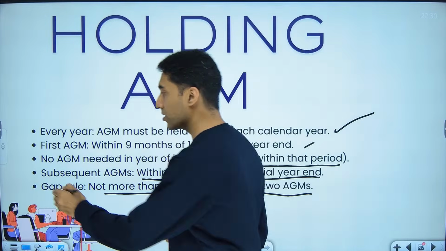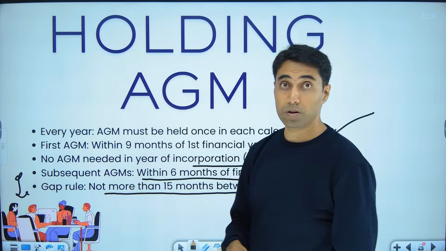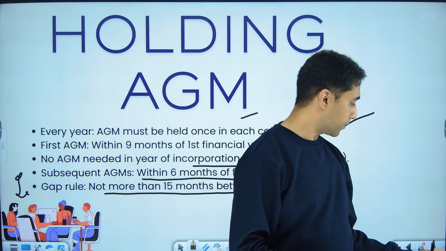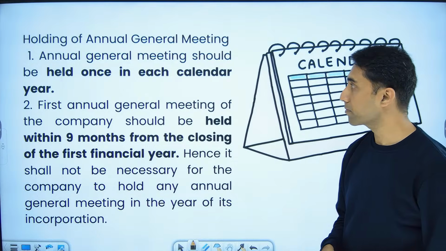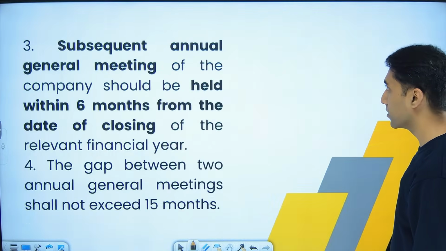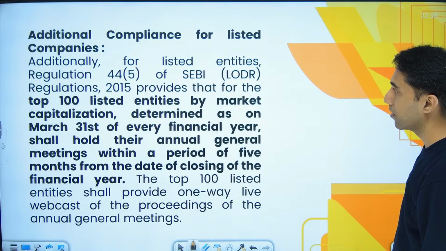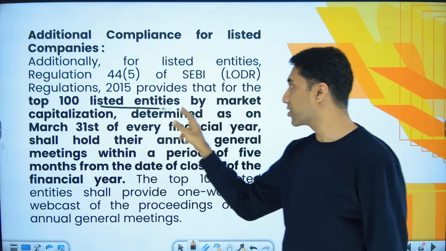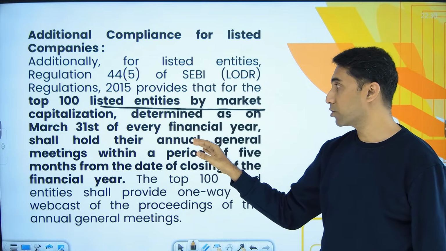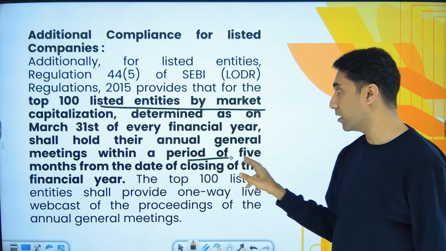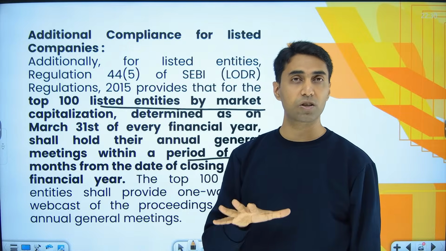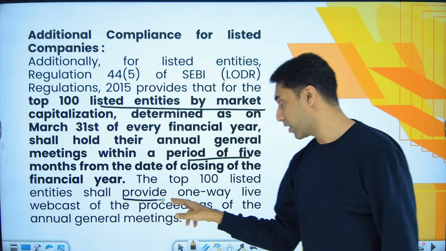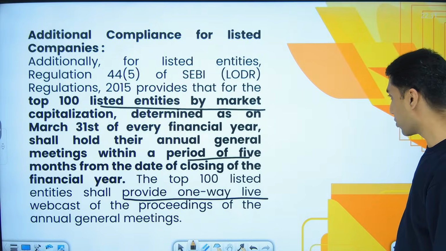So both these conditions have to be satisfied for holding the AGM on a year-to-year basis. Yeah, that is the same thing which is given over here for the subsequent AGM. And if you are a listed company, very important, especially the top 100 listed companies, they must ensure that their AGM is within 5 months from closing of the financial year, not 6 months. If you are a top 100 listed company, you will provide a one-way live webcast also of all the proceedings.